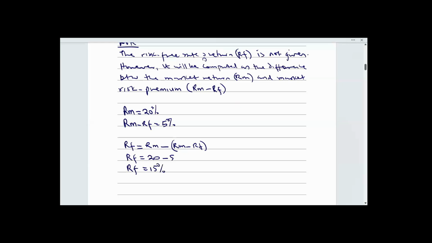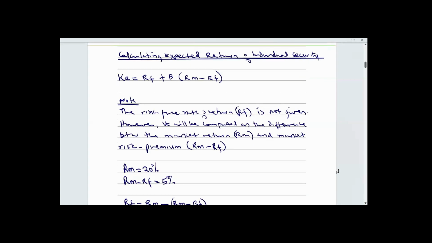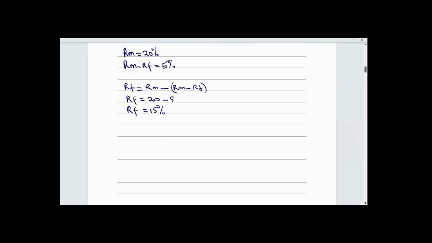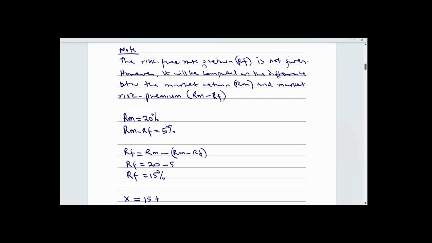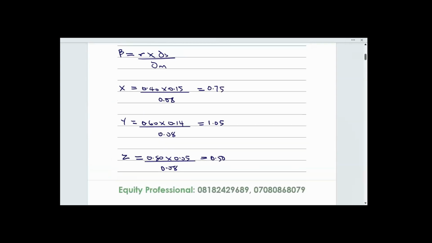All right, so you have to shine your eye. Now that we have the risk-free rate of return, we can proceed to calculate the CAPM for each security. So for security X, the risk-free rate of return is 15% plus the beta of security X. We calculated the beta of security X to be 0.75.